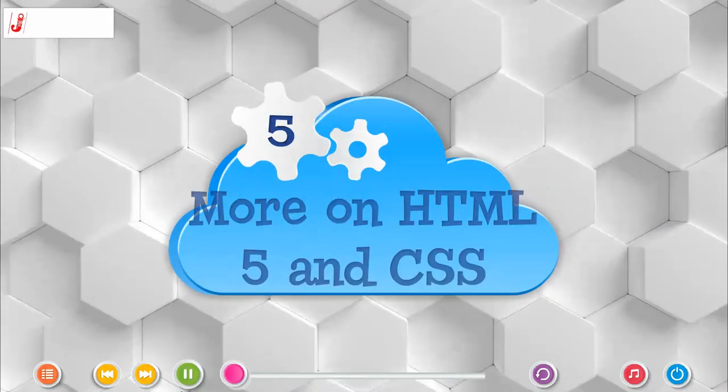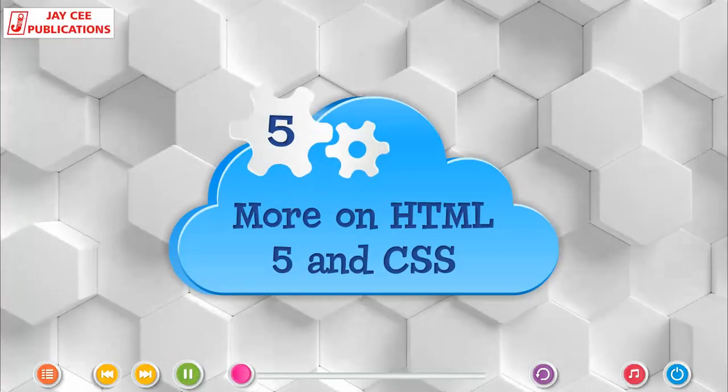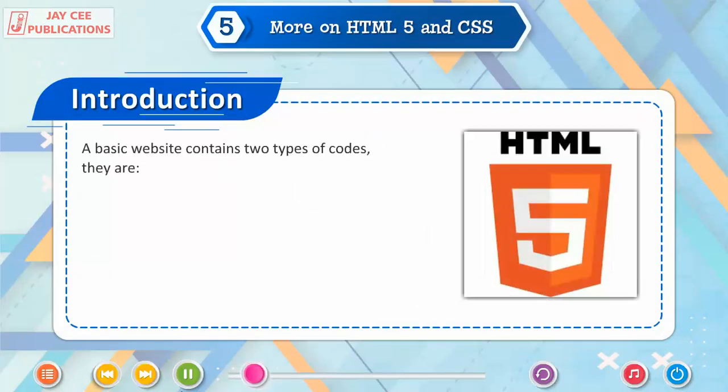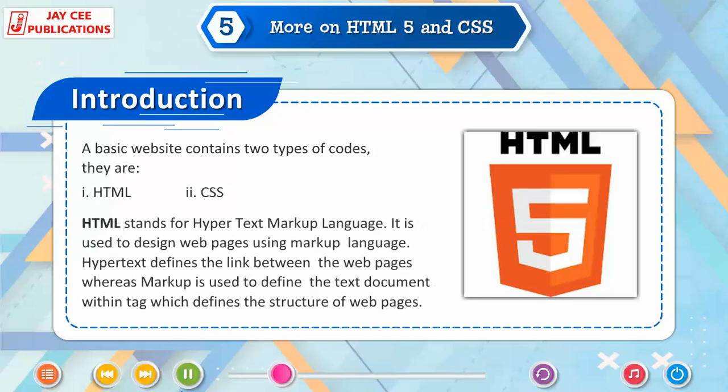Chapter 5. More on HTML5 and CSS. Introduction. A basic website contains two types of codes. They are 1. HTML, 2. CSS. HTML stands for Hypertext Markup Language. It is used to design web pages using markup language.